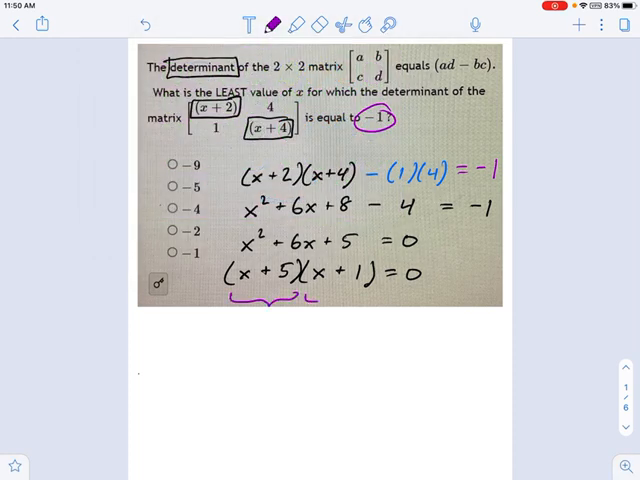Now we find the two solutions for this guy. Remember the way you find solutions when you have something in factored form. You say, okay, x plus 1 equals 0. That means x equals -1. Or x plus 5 equals 0. And that means x equals -5. So which one is it? Because I see both of those in here. Careful. This is asking for the least value of x, for which the determinant of the matrix, blah, blah, blah. So the least value is going to be -5, right? Least means most negative.